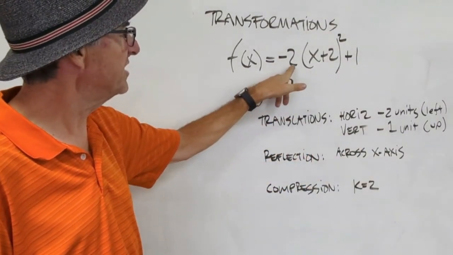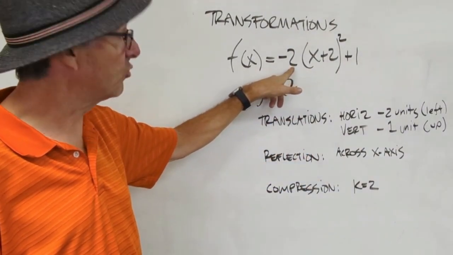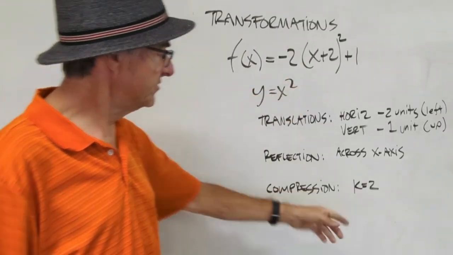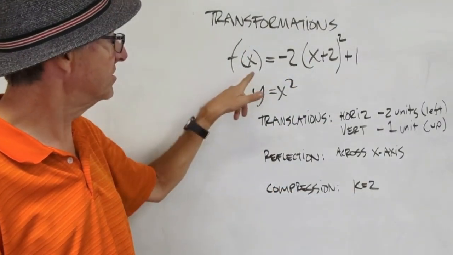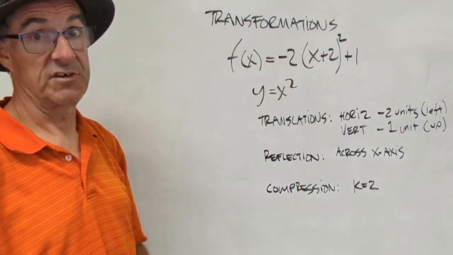Finally, we've compressed it with this number. It's less than -1. So our compression factor is 2. So that's the transformation of this function into that function.